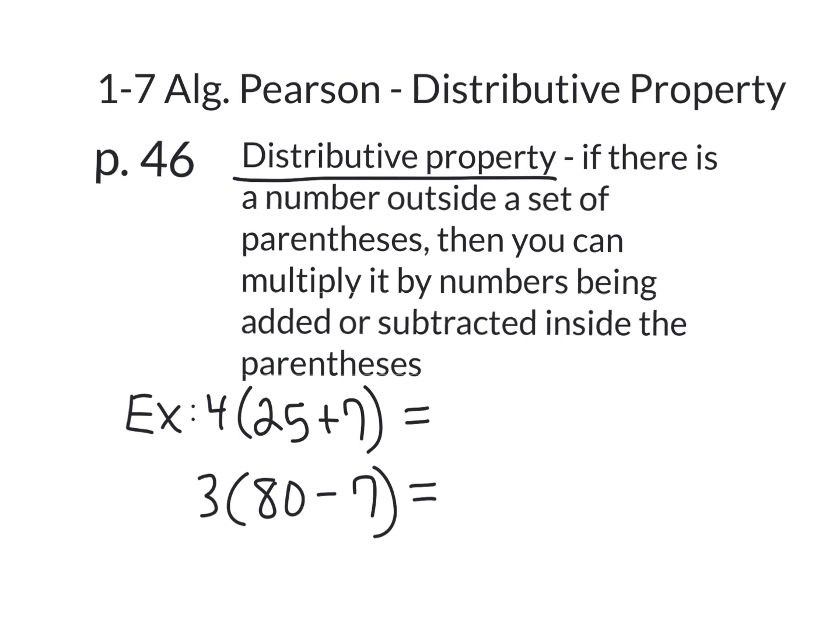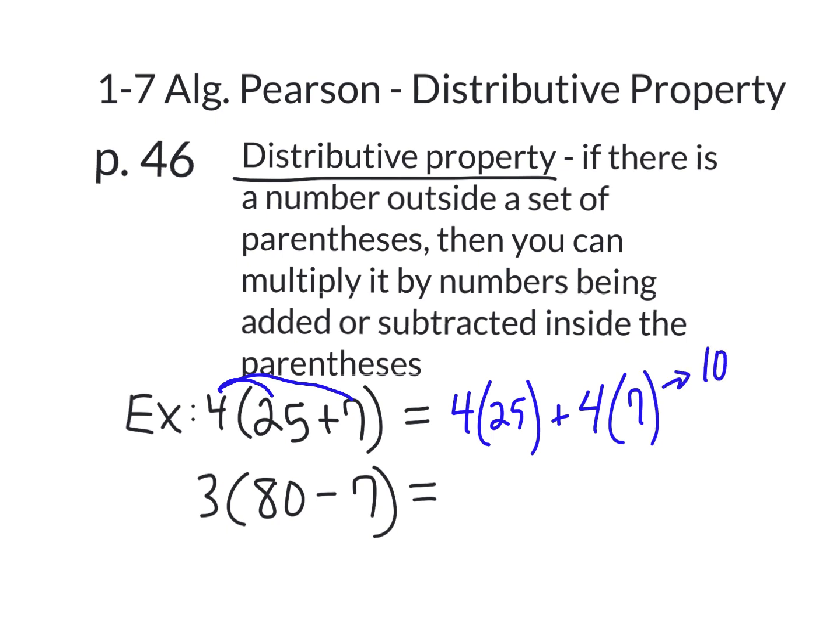So some examples here. 4 times the quantity 25 plus 7. We could distribute and do 4 times 25 plus 4 times 7. A reason we might be interested in doing that, 4 times 25 is 100, and then plus 28 would be 128. If you add in the parentheses with the order of operations, you get 32, and you'd be doing 4 times 32, which would maybe be a little bit more difficult problem.